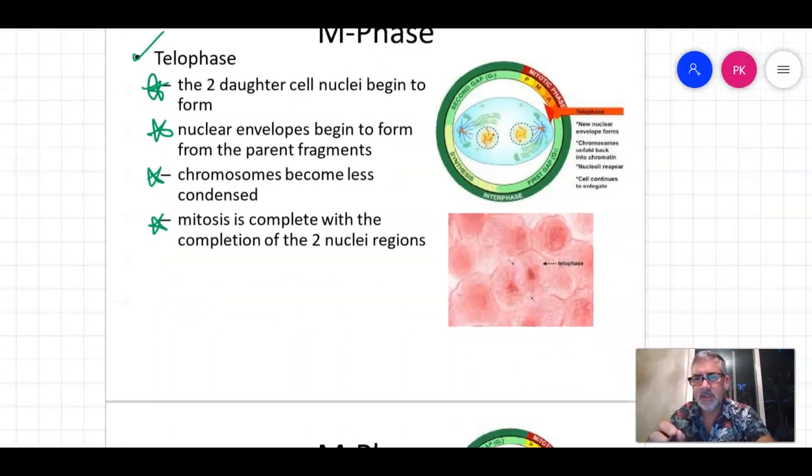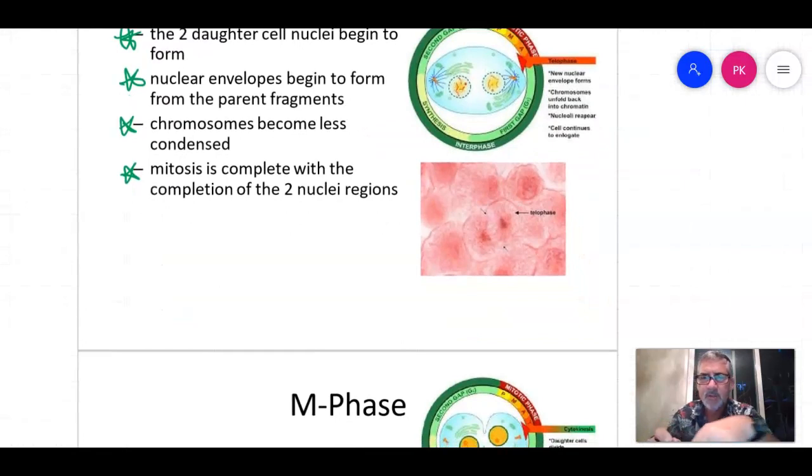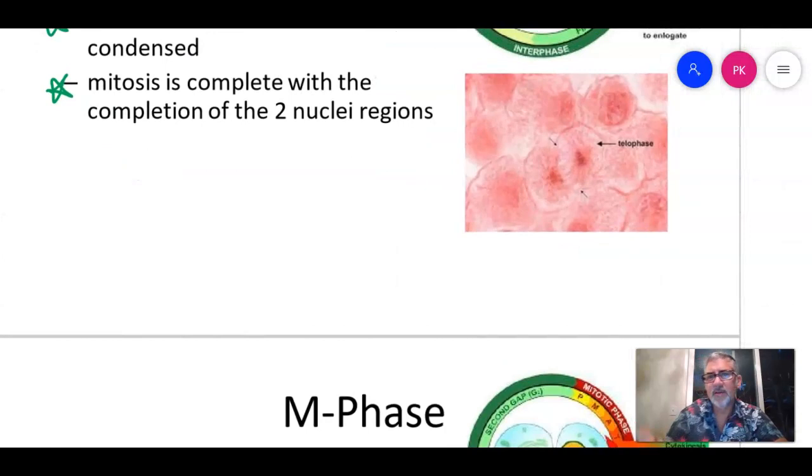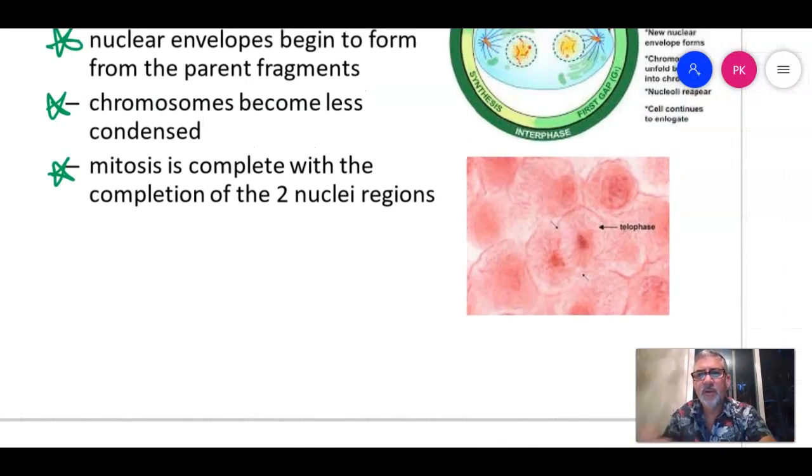If you look at this, that cell down here is at the end. I've got 2 nuclei, and you can see I've got this border of a cell beginning to form. So mitosis is now complete.